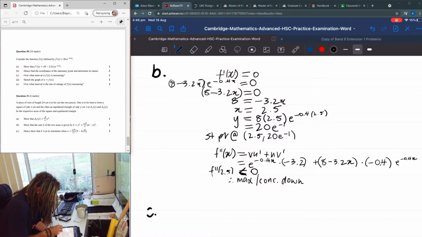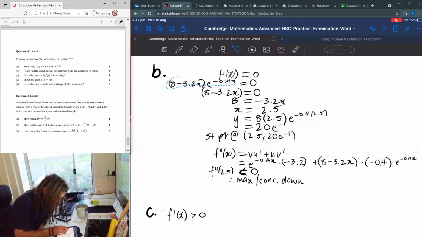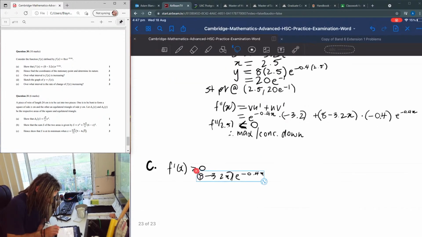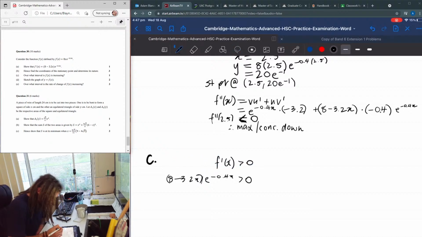C. Over what interval is it increasing? Okay, so for it to be increasing, that means the gradient has to be positive. That would tell me it's increasing. Now the first derivative was this thing here, let me copy this. So I'm wondering when that is bigger than 0.